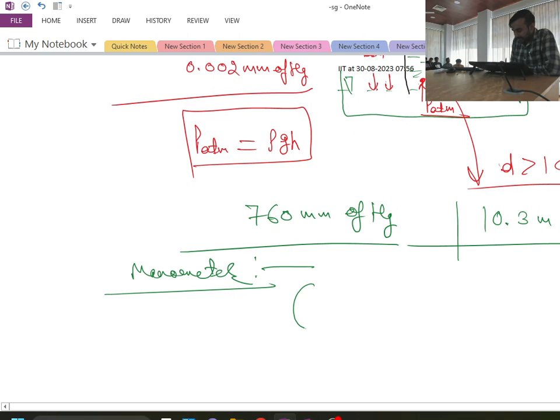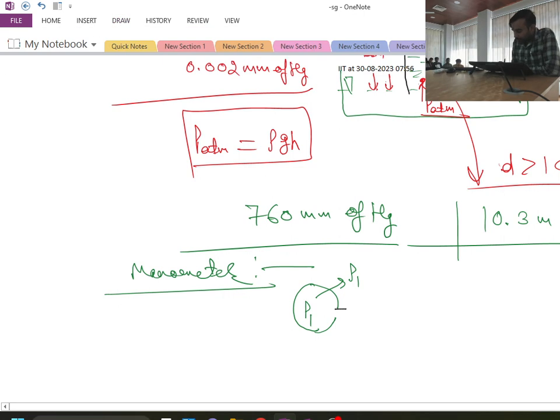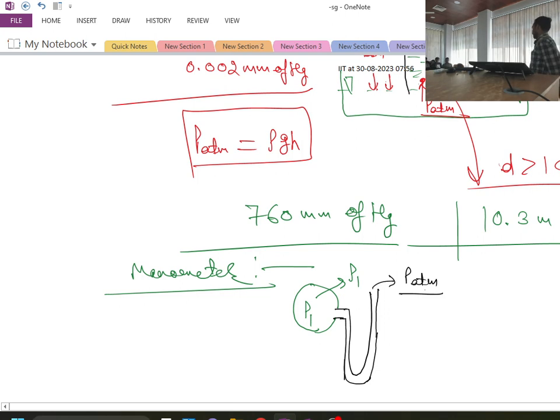let us consider that I have a system and this contains some fluid of density rho and it is having pressure P1. Okay, so what I will do, I will connect this system to a U-tube. This is a U-shaped tube and the other end of this tube is open to atmospheric conditions. So here it is having nothing but P atm.